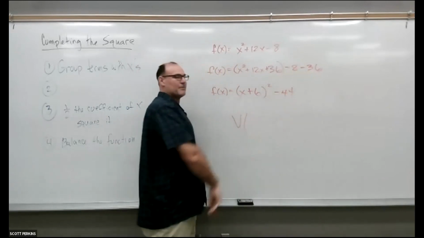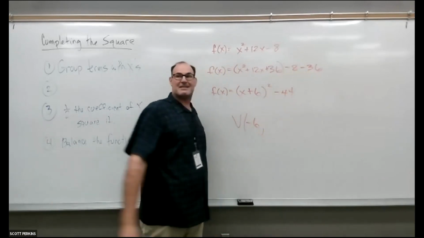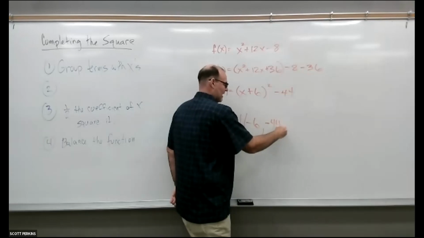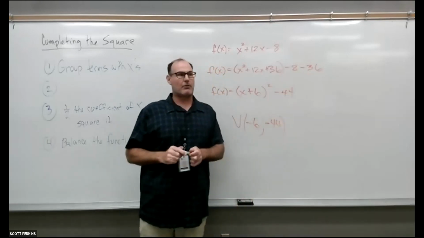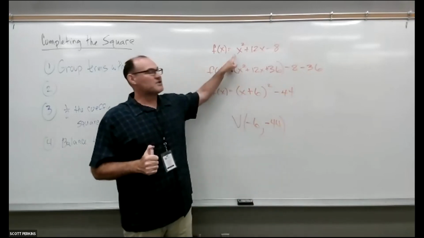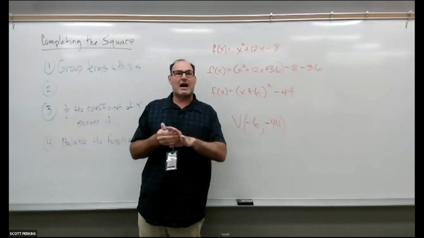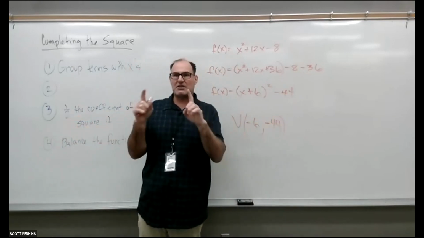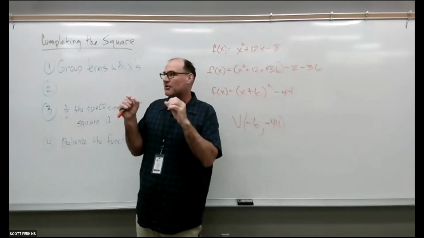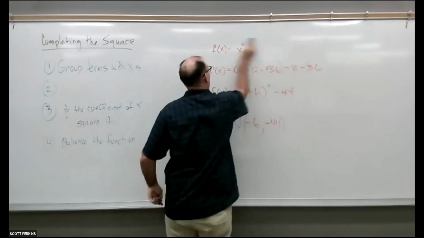So the vertex, how far do I go in the x direction? Negative 6, left 6. How far do I go in the y direction? Down 44. Our graphs aren't big enough for that one. All right, so that's what you do when there's a 1 in front of the x squared. Now, the next part of the process is not really any more difficult. When you get to keeping the function in balance, you just have to make sure that you remember that there was a number in front of the x squared. And I'm going to tell you what I mean by that right now.